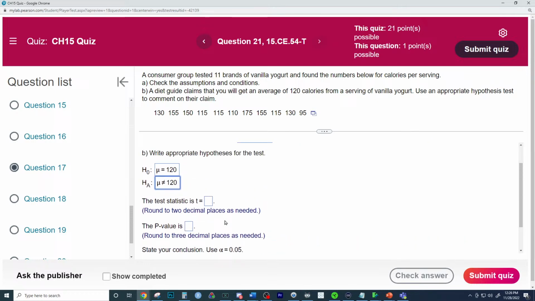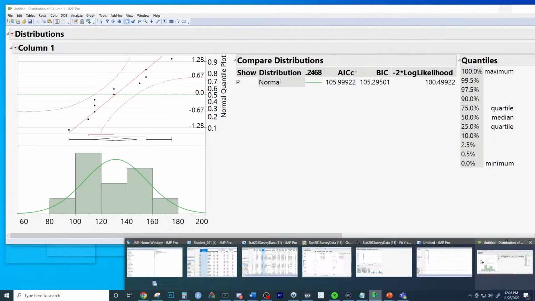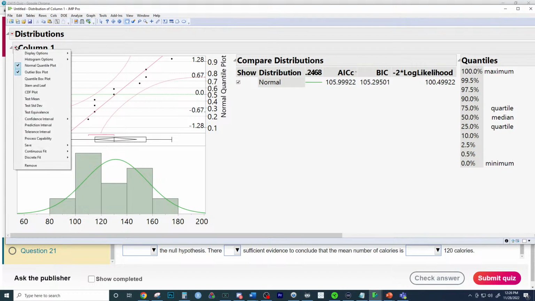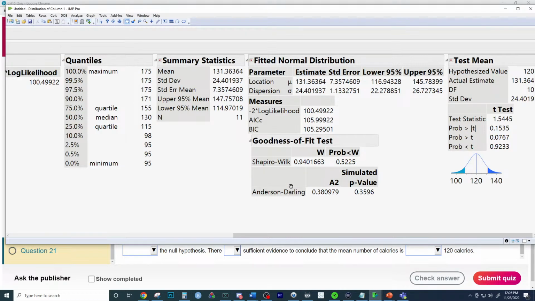Now, this seems really complicated. If you're doing it by hand, it's more work. But the good news is we're doing this in JMP. By doing it in JMP right here, we can actually just go up to here and go to test and go to test mean. So this is under the red arrow in JMP, and go to test and then test mean. Once you go to test mean, you can enter in the hypothesized value of 120. And with the hypothesized value of 120, click OK.